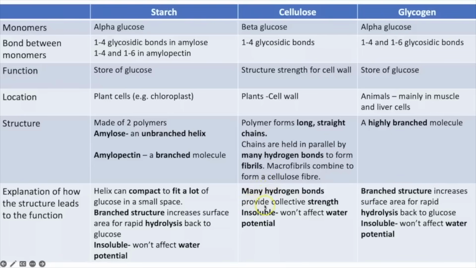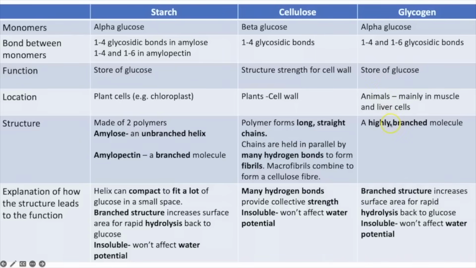So the function then linking to that structure is the fact that there are so many hydrogen bonds provides that collective strength, and that is why cellulose within the cell wall helps to give structure and prevent the cell from bursting. Lastly, our glycogen is also made of alpha glucose, and it's very similar in structure to amylopectin in starch. It's composed of 1,4 and 1,6 glycosidic bonds, but it actually has far more 1,6 glycosidic bonds than amylopectin. So that means it's even more highly branched.